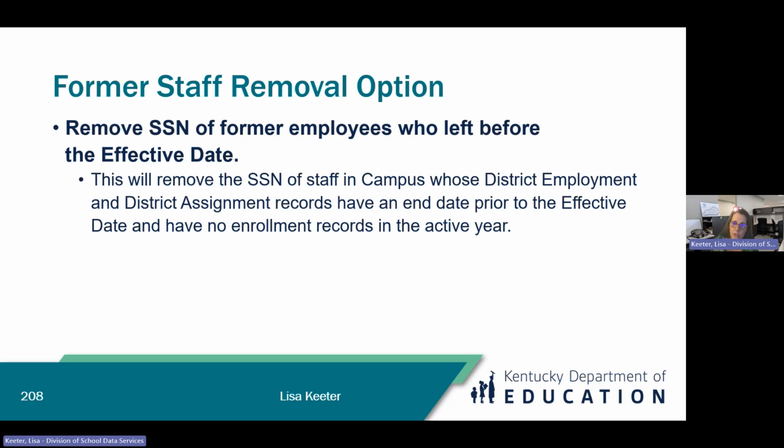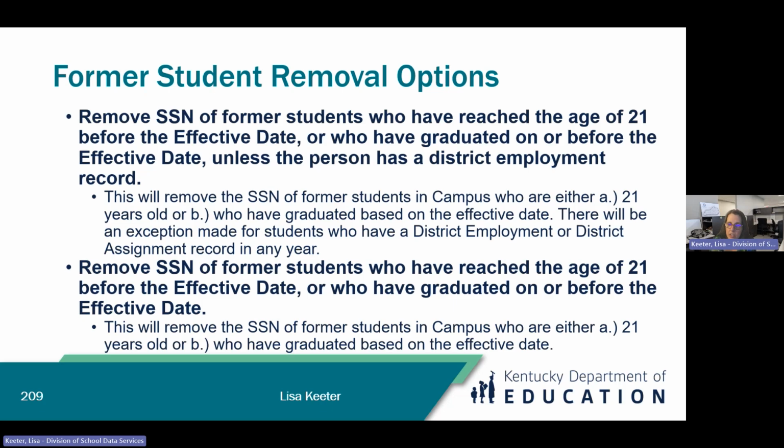It excludes people who have an enrollment record in the active year. So if you have students that are also employees and have both records, it'll keep it from removing their Social Security number. Or if you're using the attendance options, using it to take attendance, it's going to prevent all your staff that are active from being removed if you do enrollment records for staff.